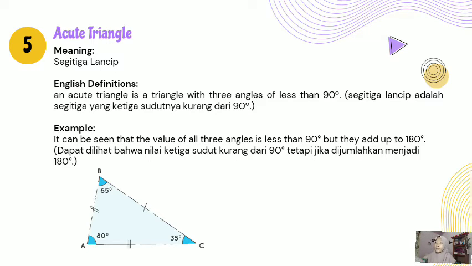Number 5, acute triangle. Meaning is segitiga lancip. English definition: an acute triangle is a triangle with three angles of less than 90 degrees. Example: it can be seen that the value of all three angles is less than 90 degrees, but they add up to 180 degrees.